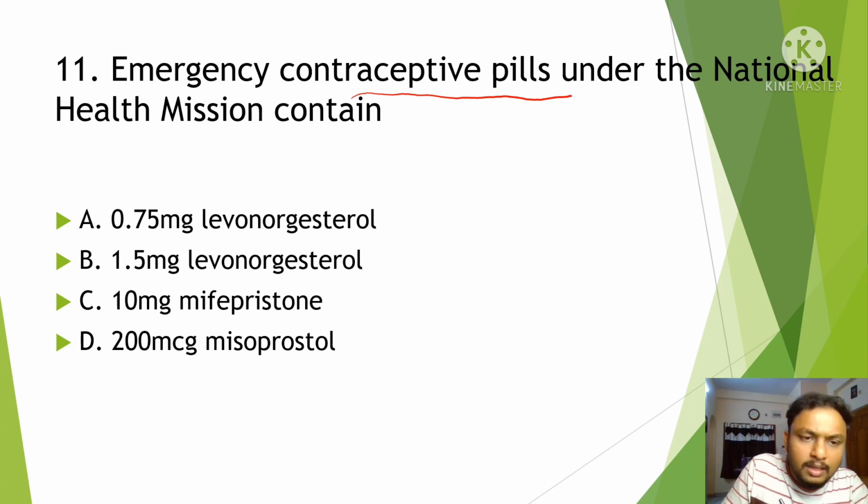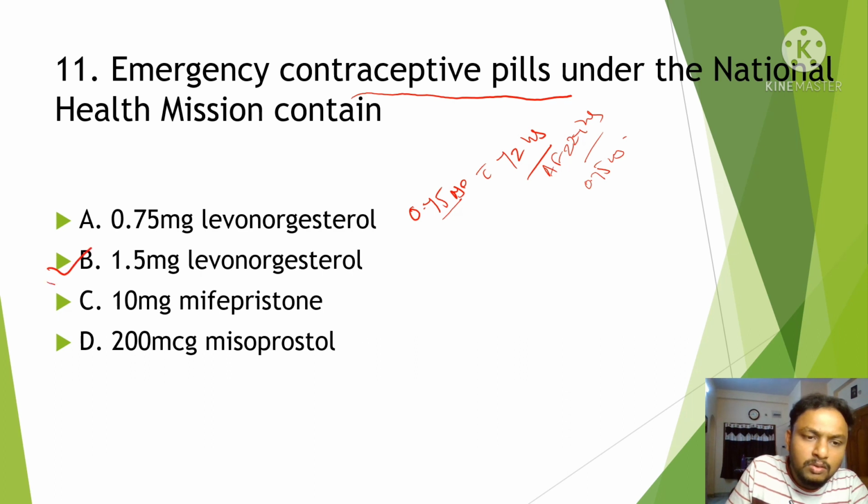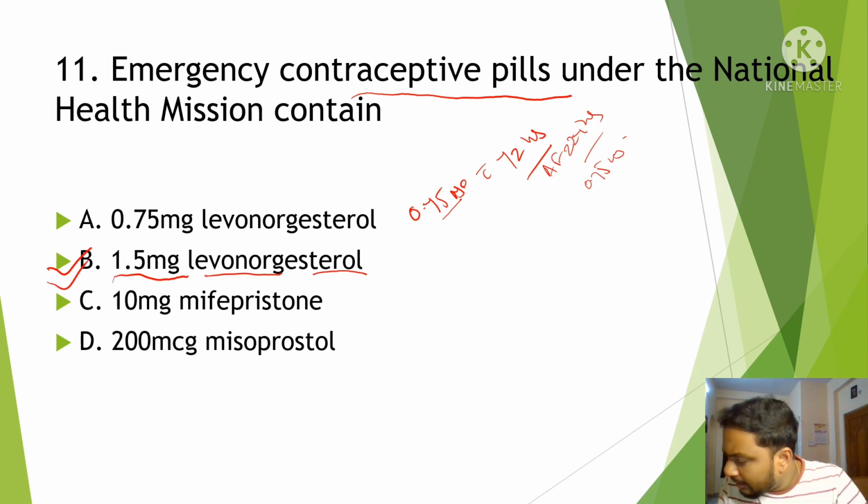In previous days we used to give 0.75 mg levonorgestrel within 72 hours, and after 24 hours of the first dose, we would give one more tablet of 0.75 mg levonorgestrel. But as per the latest guidelines, 1.5 mg levonorgestrel is the answer. We will give 1.5 mg levonorgestrel.